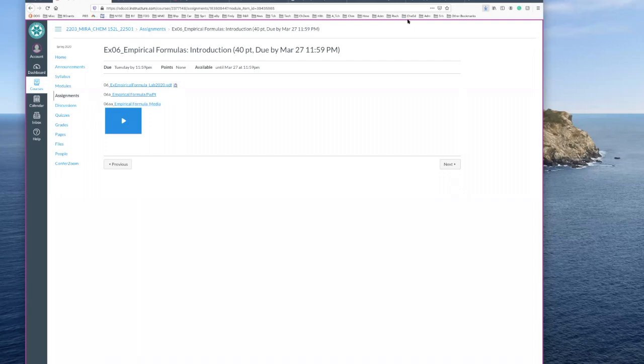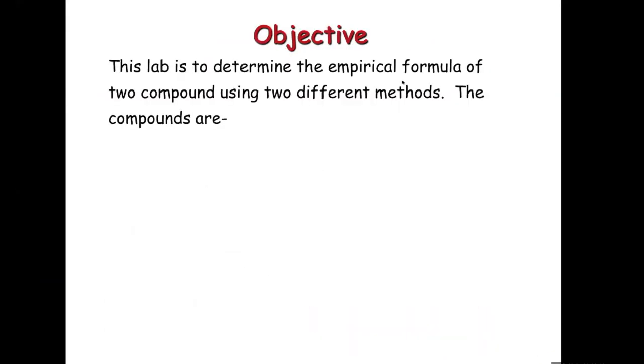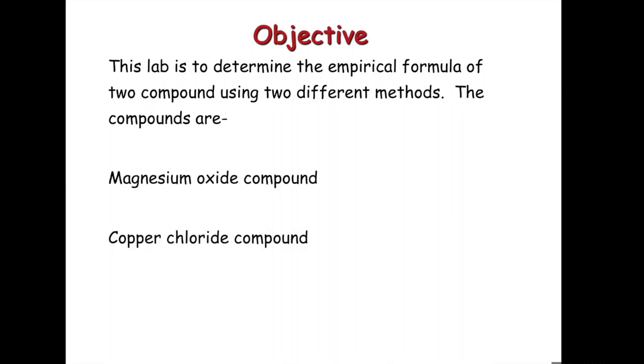Okay. And the slideshow is generally what I show you during class. So let me just do that real quick so that it won't take long. This lab is to determine the empirical formula of 2 compounds using 2 different methods. One of them is magnesium oxide. Another one is a copper chloride compound. Your job is to identify the formula based on the data that's given.